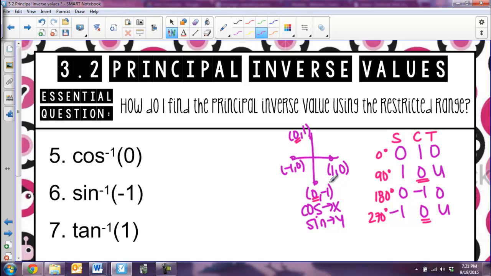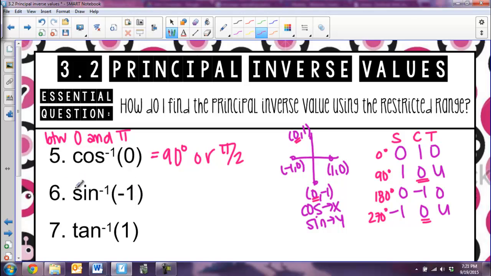Remember, we have to fall within the range that we've been given. So for cosine, it has to be between 0 and pi, or 0 and 180. And so the only one that falls between 0 and 180 is going to be 90 degrees, or pi over 2.